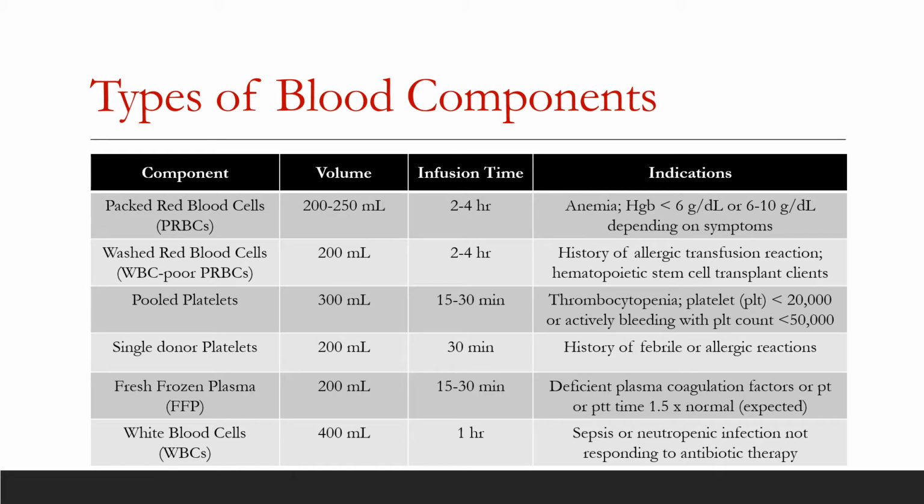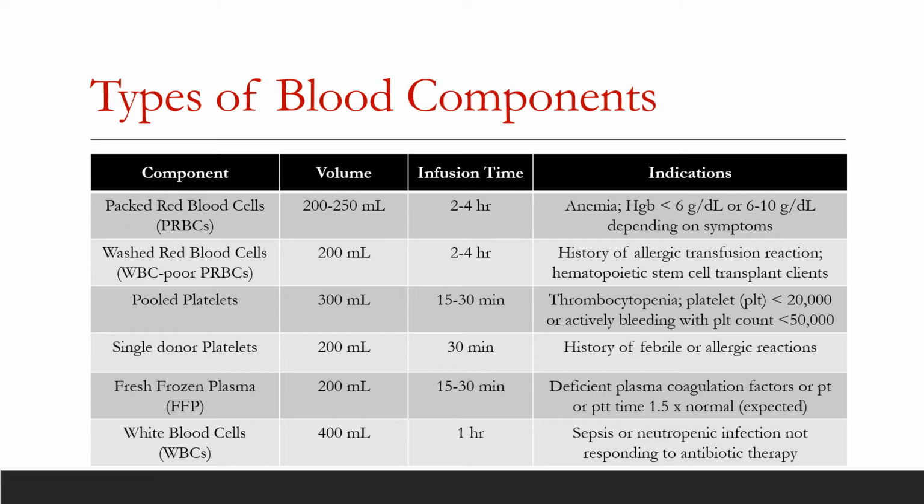Now, types of blood components that we can transfuse. We have packed red blood cells, washed red blood cells, pooled platelets, single donor platelets, fresh frozen plasma, and white blood cells. They come in different volumes and can be infused over different times. The most common ones we're going to refer to are the packed red blood cells. So look at 2 to 4 hours, because this is also what we're going to use to determine if our tubing is too old and things like that, okay? Because it's the longest time frame, that's the one we usually refer to for our maximum use.